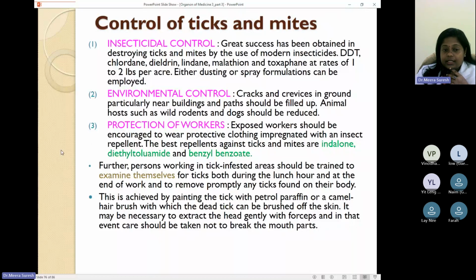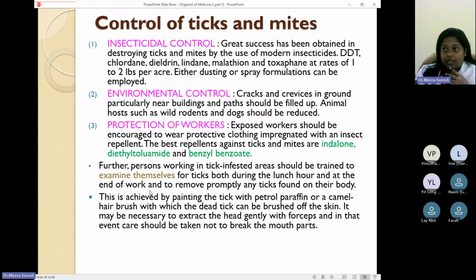Then protection of workers: exposed workers should be encouraged to wear protective clothing impregnated with an insect repellent, and they are advised to check their body frequently. When they say persons working in tick-infested areas, they are trained to examine themselves every day during their lunch time and also at the end of the work.